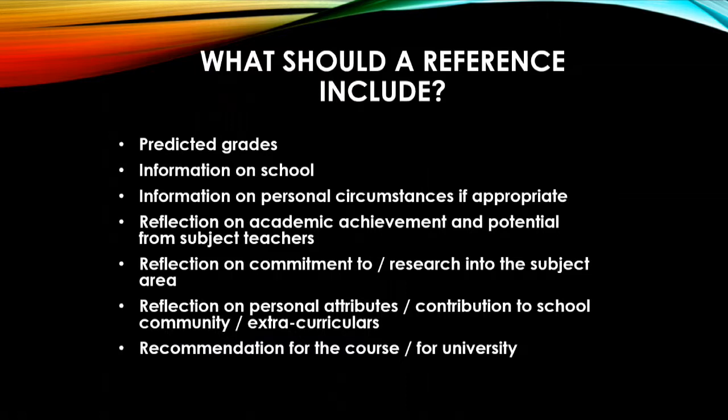So really important. If appropriate, then it's going to be important to include personal circumstances or information, if there's been disruption to studies, if the student's a young carer, if they've perhaps had obstacles that they've had to overcome that may contextualise some of the academic predictions that they've got around grades. That would be incredibly important. Universities would want to see a reflection on the academic achievement of the students, first of all, but also on the potential of that student from subject teachers. It would also be really useful in the reference to include a reflection on the student's commitment to, or the research that they've done independently into, the subject area as well.